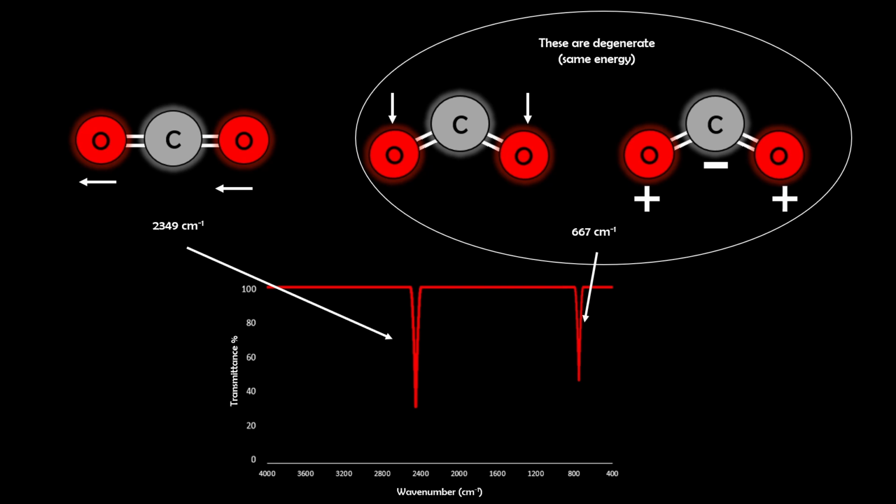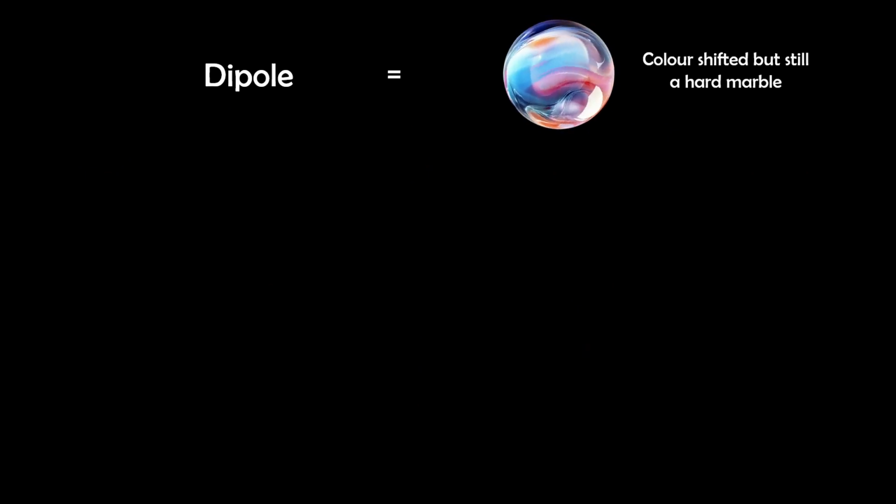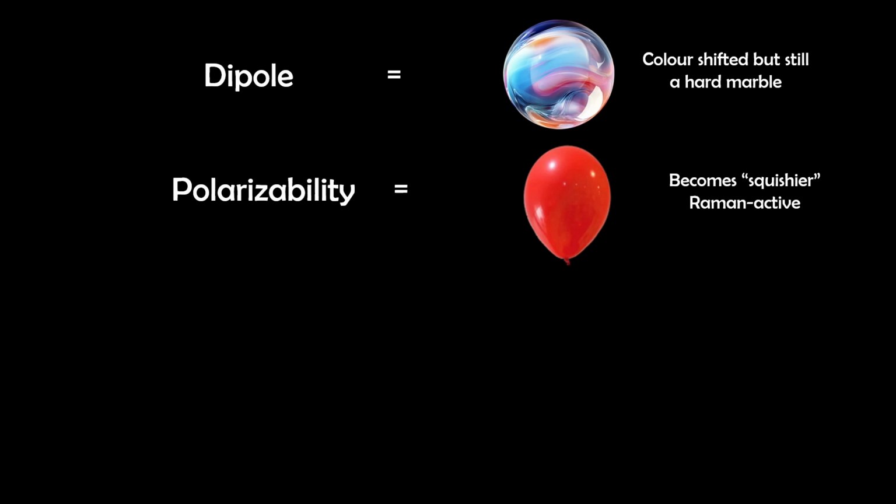However, not all vibrational modes are IR active. A vibrational mode is only IR active if it changes the molecular dipole moment. You can think of it like a marble shifting its color around, where the position of color changes, but the object itself doesn't necessarily become easier to deform. Some vibrations don't change the dipole moment, but instead change the polarizability, which describes how easily the electron cloud can actually be deformed or distorted. In this case, the better analogy compared to a marble is a balloon.